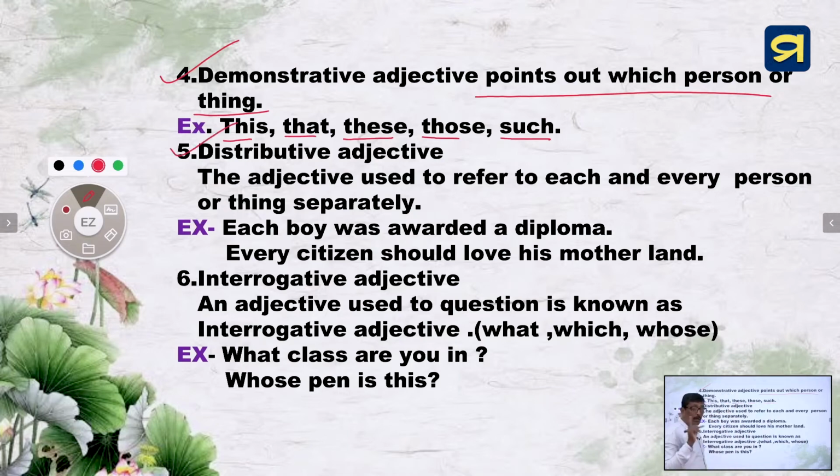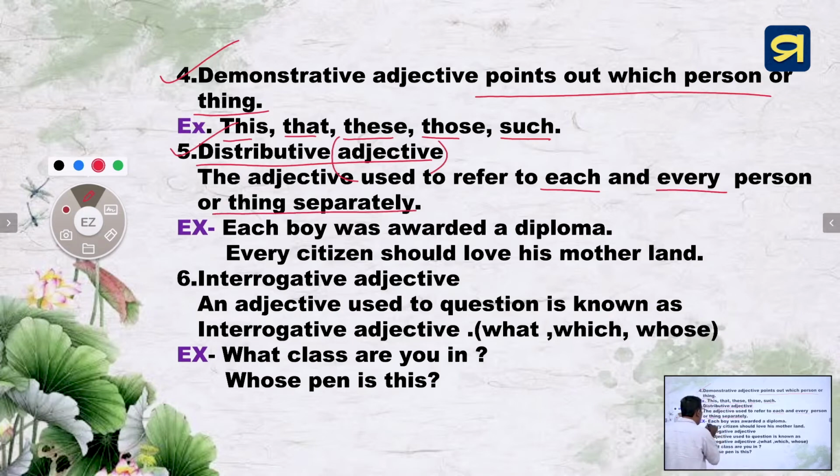Distributive adjective. I have already told you what is pronoun and what is adjective. This is my pen. This is a pronoun, but this pen is mine. Then this is used as a demonstrative pronoun. Then distributive pronoun? Sorry, no, it is not a distributive pronoun. Distributive adjective. The adjective used to refer to each and every person or thing separately.